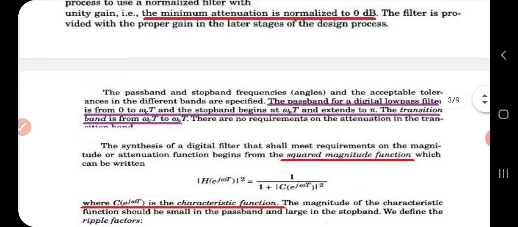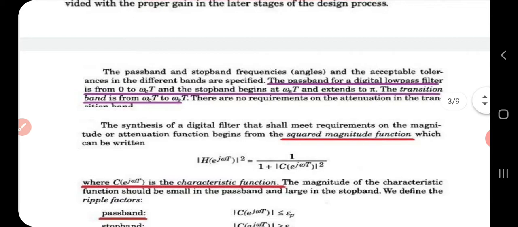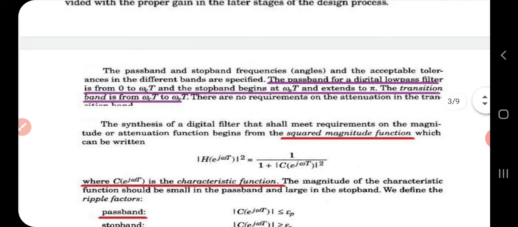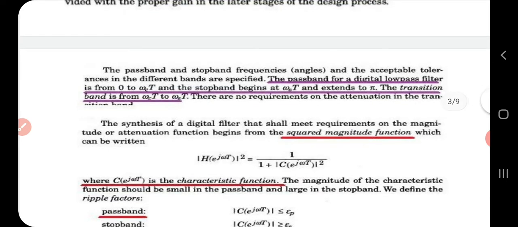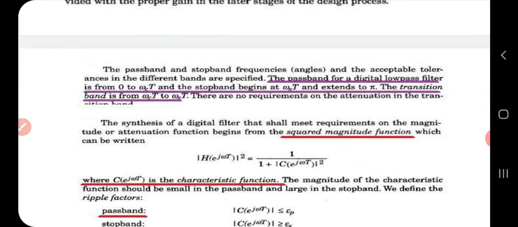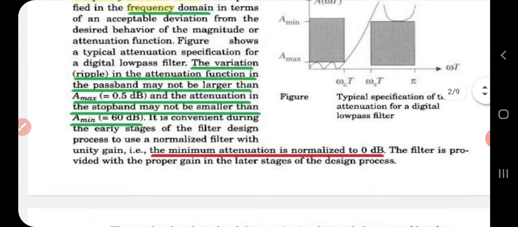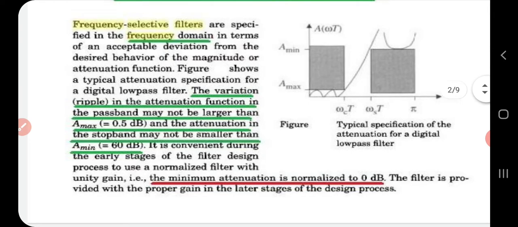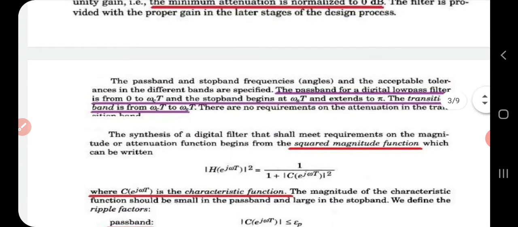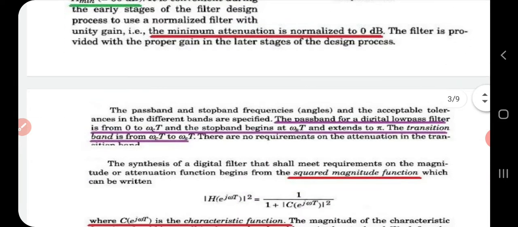Now the one that I have underlined here: the pass band for a digital low pass filter is from 0 to omega_ct, and the stop band begins at omega_st and extends to pi. This is shown in this figure. We have just given names, that is omega_c, omega_s. So just draw the figure and write the sentence.